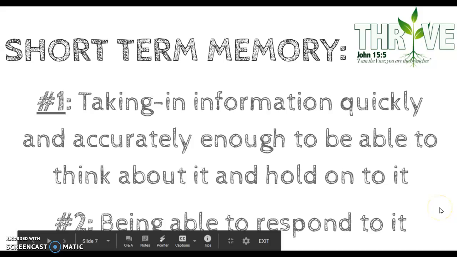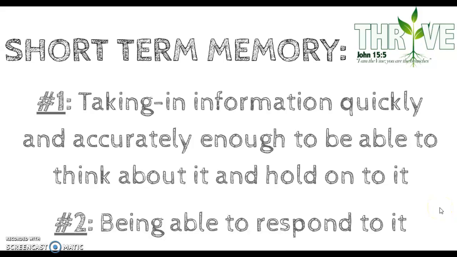And then short-term memory. This is how short-term memory works. You have to do two things. Number 1, you're taking in information quickly and accurately enough to be able to think about it and hold on to it. And number 2, you also then have to be able to respond to what you heard. So this is where our kids have the breakdown in executive functioning. It's hard enough for them to take in information quickly and accurately, let alone be able to respond to it.